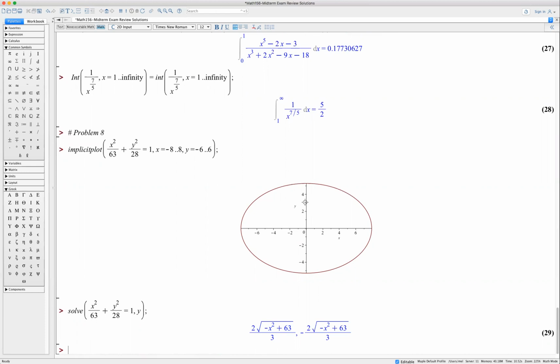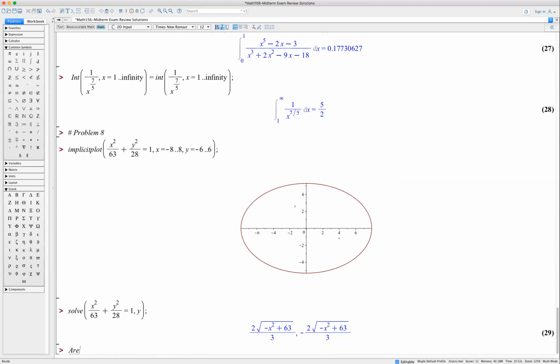Of course, I have to know what are these two values? What is the value of, where does this curve cross the x-axis? Where does it equal 0? When y equals 0, x squared is 63. So these values are plus or minus the square root of 63.